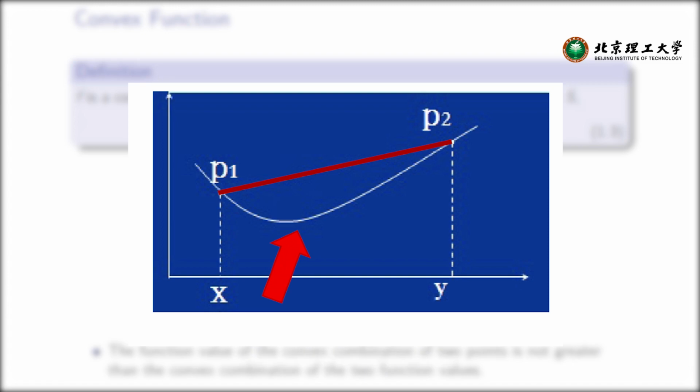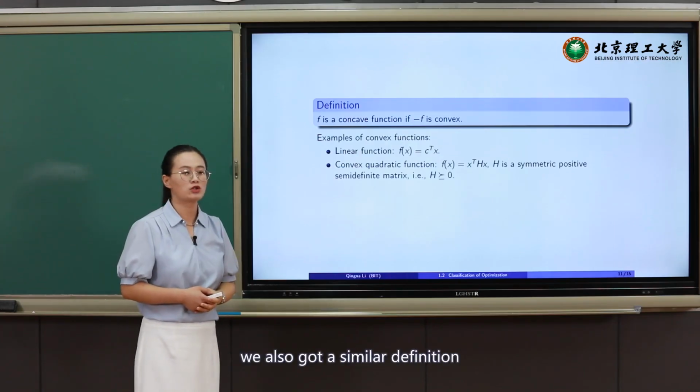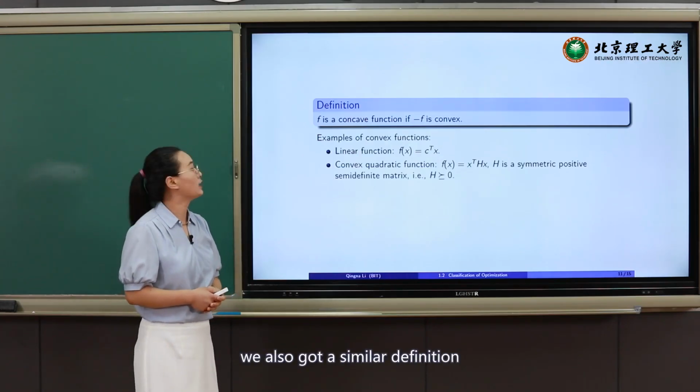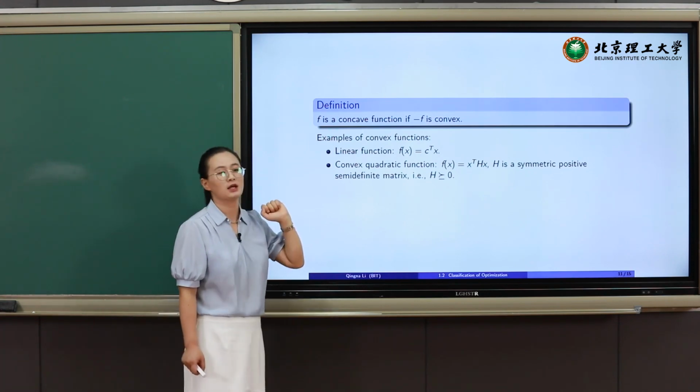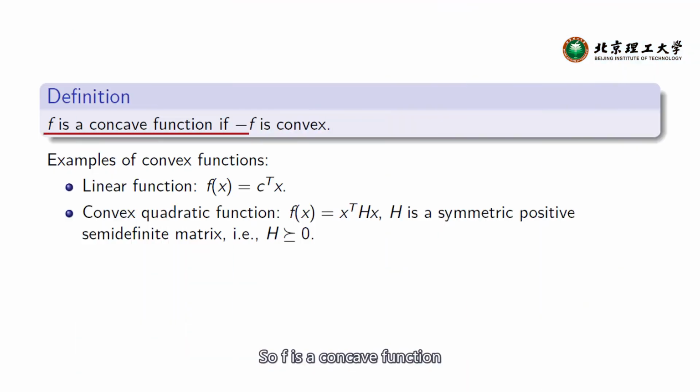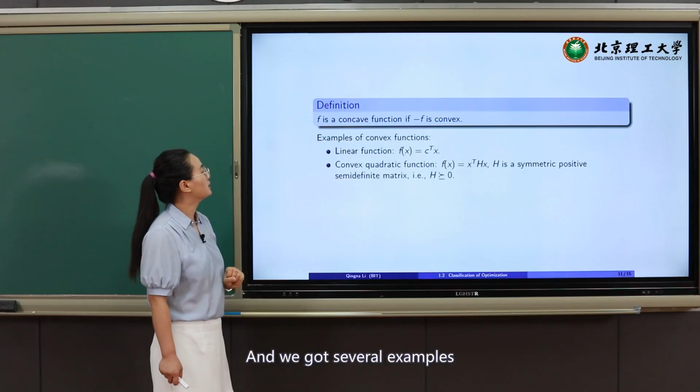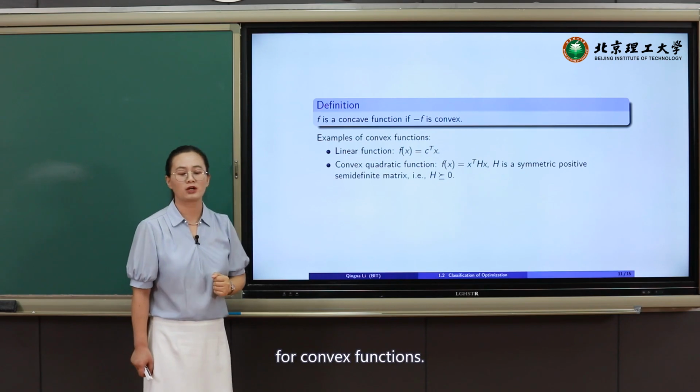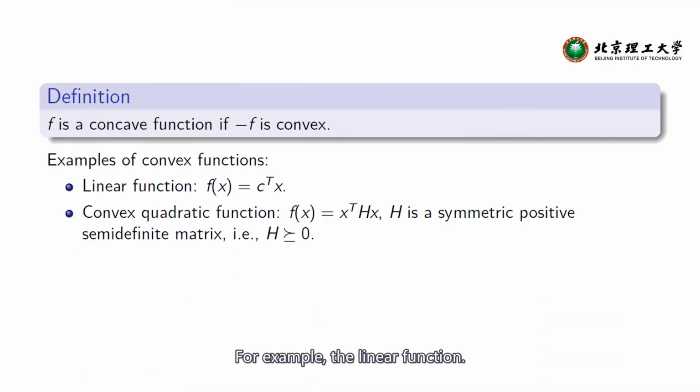For convex functions, we also got a similar definition called concave function. So f is a concave function means that minus f is convex. Okay, so the definition is very simple. And we got several examples of convex functions. For example, the linear function. Okay, so the linear function is a very special function. It is both convex and also concave.